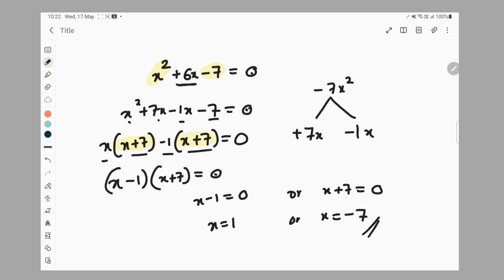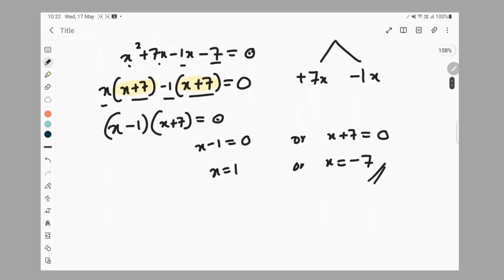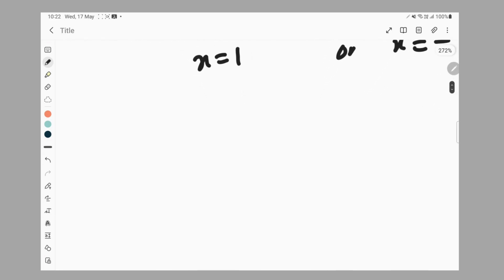Did you understand? This is how you solve a quadratic equation. If they say to solve an equation, giving an equation equals 0 and ask you to solve the quadratic equation, this is how you do it. Okay, let's move on to another example. 3x squared minus x minus 2 equals 0. Can you try?